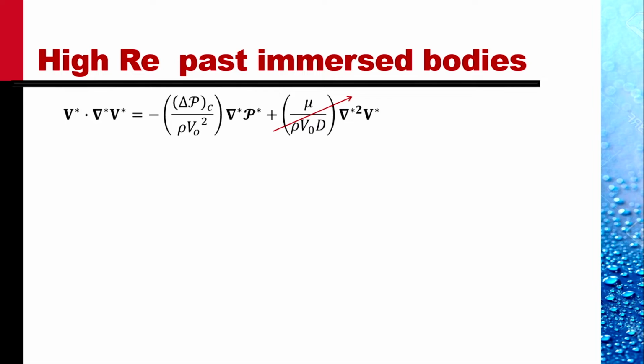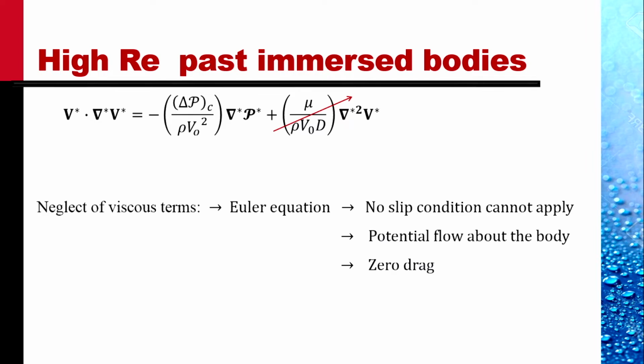So this equation, when we look for high Reynolds number flow, mu divided by rho V naught d is small, being the inverse of Reynolds number. So for high Reynolds number, this is small. So the viscous term can be dropped. And what we get is what is termed the Euler equation.